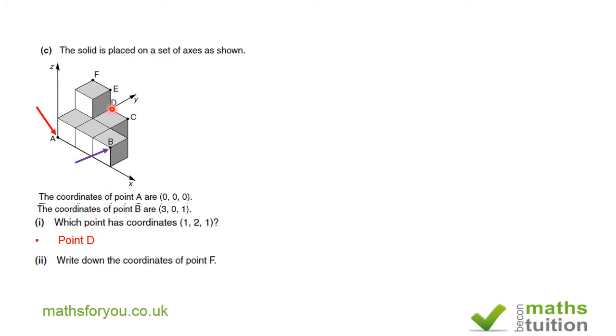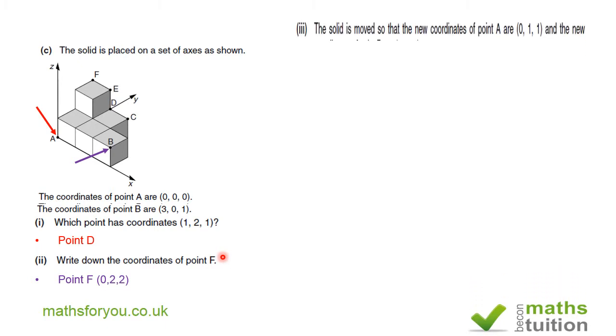Right. Moving on. It then says write down the coordinates of point F. That's the point F. We do not move parallel to the x-axis. We should move 2 units parallel to the y-axis and 2 units parallel to the z-axis. So point F will then be 0, 2, 2 because 0 units parallel to the x-axis, 2 units parallel to the y-axis, and 2 units parallel to the z-axis. So F is 0, 2, 2. Okay.